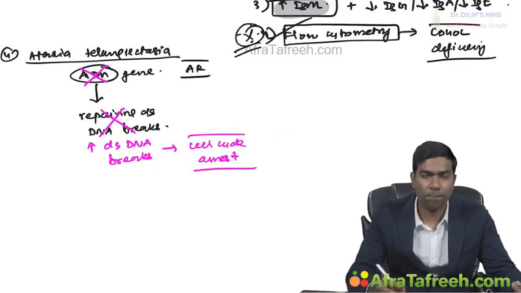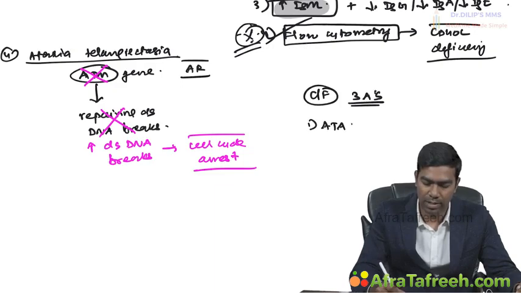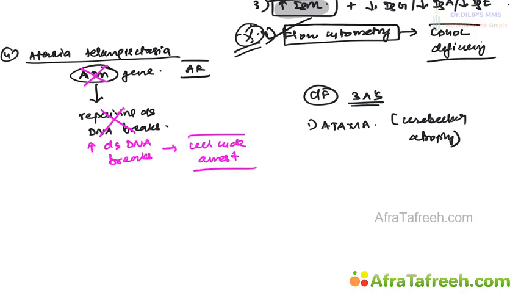So finally, what are the clinical features of this ataxia telangiectasia? Usually we will give it by 3 A's. First A is progressive ataxia, that is due to cerebellar atrophy. Very important, this progressive ataxia is due to cerebellar atrophy. The second one is the typical spider angiomas. Spider angiomas, that is the second A. And the third one, the patient will have IgA deficiency.